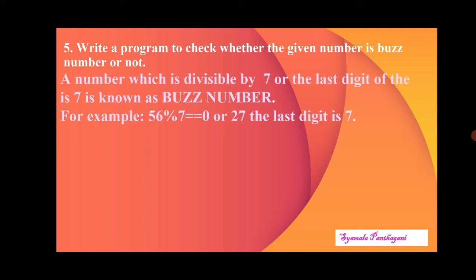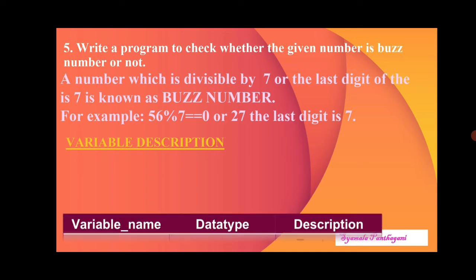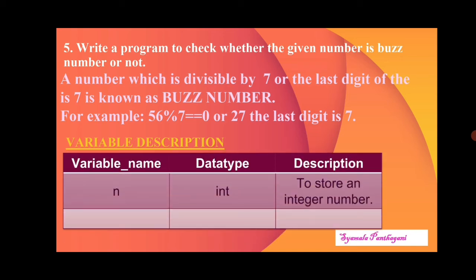Did you understand, children? Now, what is the input we have to take? An integer we have to take as input and check whether the given number is a buzz number or not. If it is divisible by 7 or the last digit of that number is 7, then we will display that the given number is a buzz number. Now come to the variable description. Variable name n, data type int, description: to store an integer number.